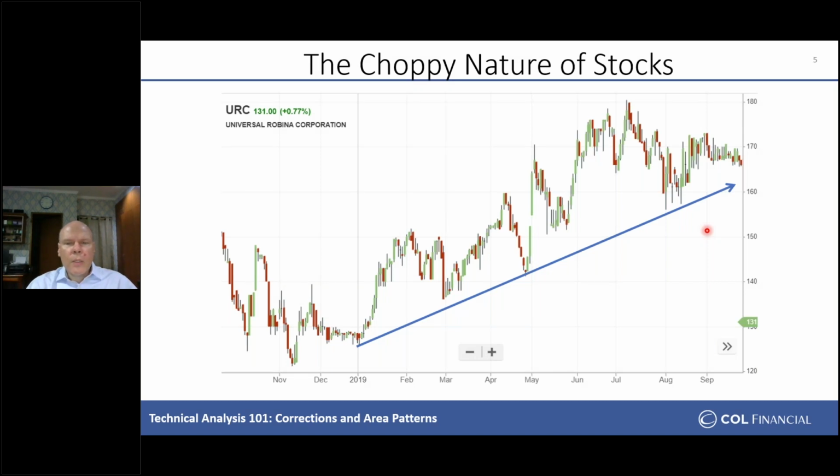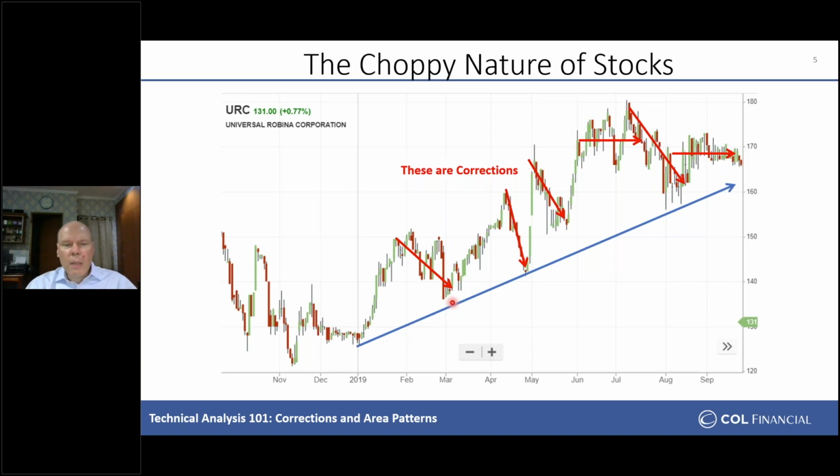Okay, so let's start with this as a test case for us. If you look at this chart of Universal Robina Corporation, you will see a very clear upward path in the movement from 2019. However, the path upwards was not a nice, steadfast line. In fact, it showed quite a bit of choppiness, moving up and down several times along that particular swing. And if you notice all these instances of prices moving from way up here all the way back down closer to the trend line, these pullbacks in price are called corrections.